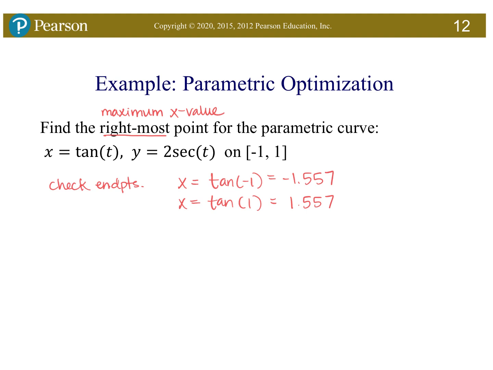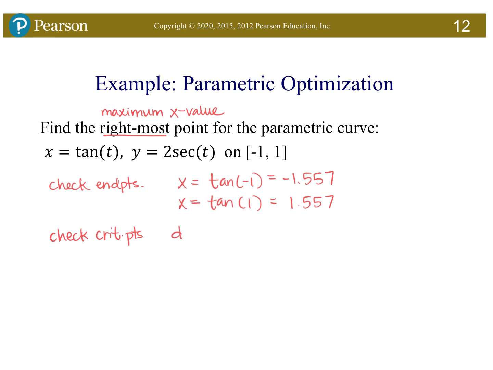So those are my endpoints. So far, the maximum endpoint or the maximum value is happening at 1. So far. But now let's see if there are any critical points that might be more maximum than that. So we'll check that out.